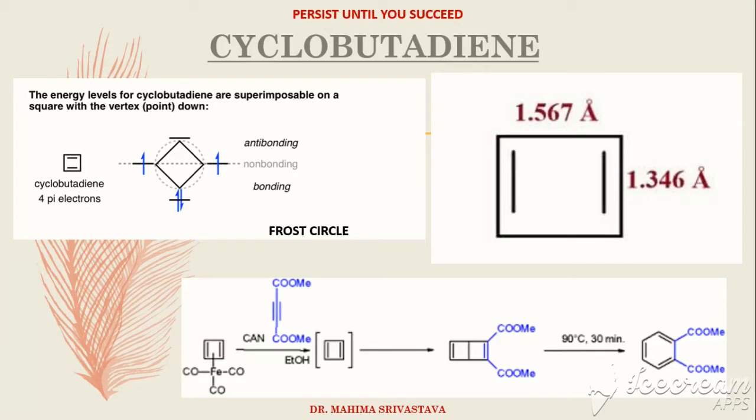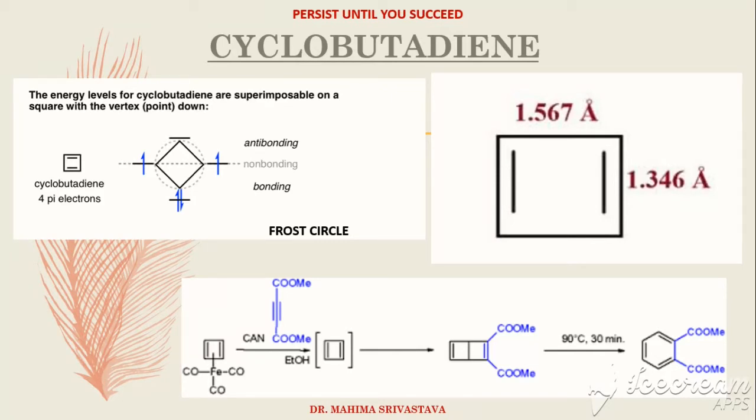It was first synthesized by oxidative degradation of cyclobutadiene iron tricarbonyl, that is the metal carbonyl organometallic compound, with its treatment with ferric ammonium nitrate. And when the four-membered ring got separated from the iron complex, cyclobutadiene reacted with electron deficient alkynes and finally formed benzene due to internal distribution.